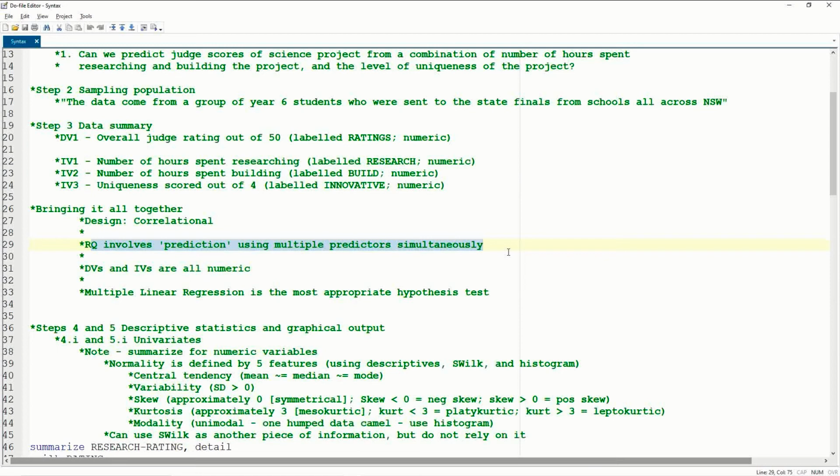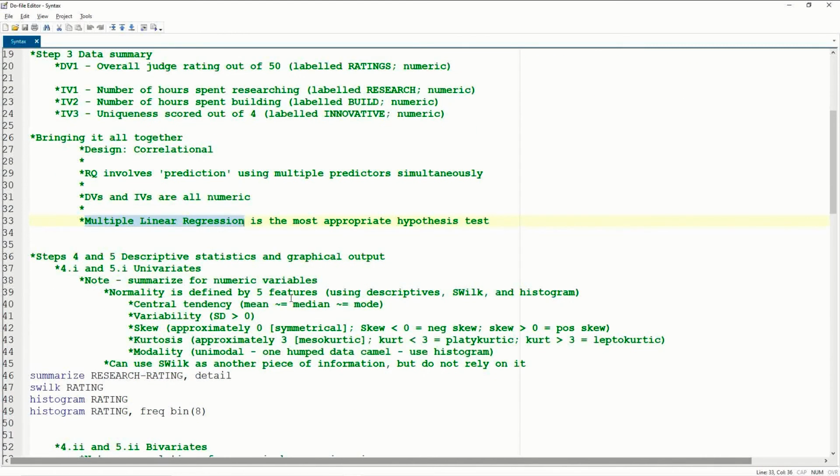Last week our research question involved prediction using a single predictor at a time. Now we have 3 predictors we're going to use all at once. Last week we had 3 research questions where each predictor was used in turn, and now we're using all 3 at once. So that's a really big distinction. In this case, our DV and our IVs are all numeric. So this tells me that multiple linear regression is the most appropriate test to be using.